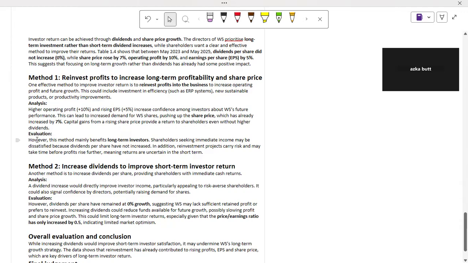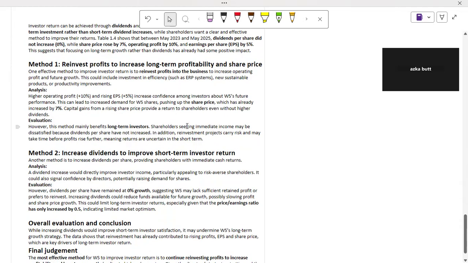So the evaluation is that, however, this method mainly benefits long-term investors. Shareholders seeking immediate income may be dissatisfied because dividend per share has not increased. In addition, reinvestment projects carry risk and may take time before profits rise further. Of course, that's the problem, meaning returns are uncertain in the short term.